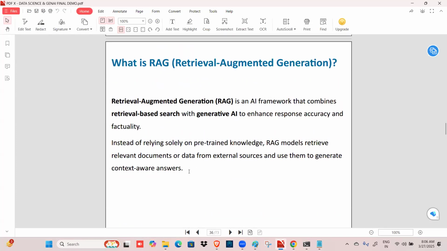So what is RAG? Retrieval-Augmented Generation. This is also one of the concepts in LLMs. It is an AI framework that combines retrieval-based search with generative AI to enhance response accuracy and factuality. What is the major difference between LLM and RAG? An LLM is static. We design an application, and it gives only the content that is present, whatever we added. But I want today's content also.